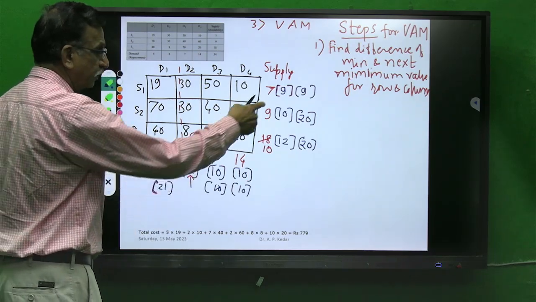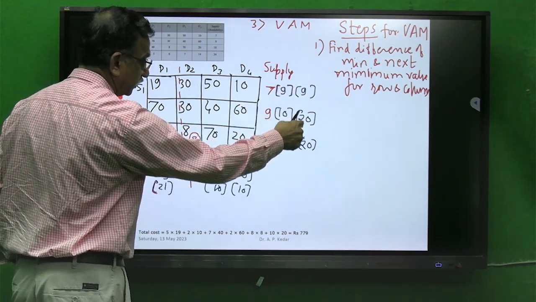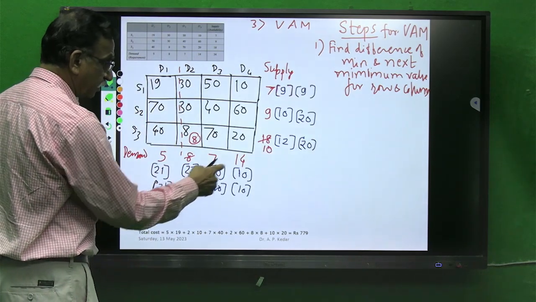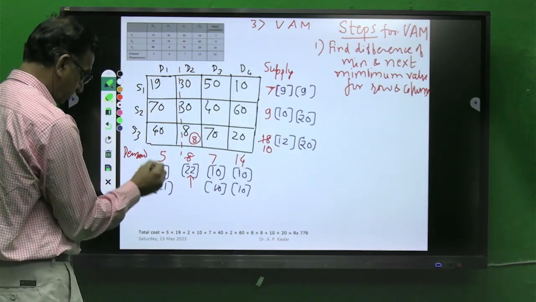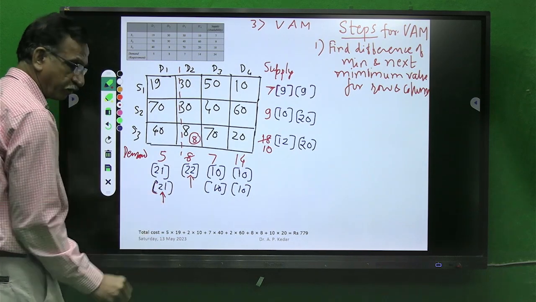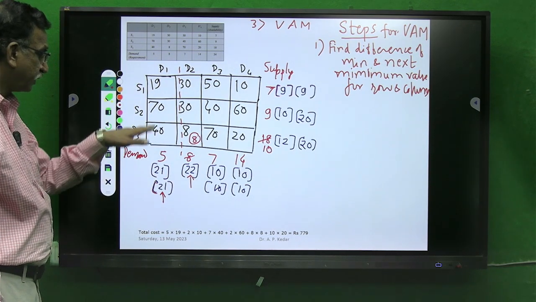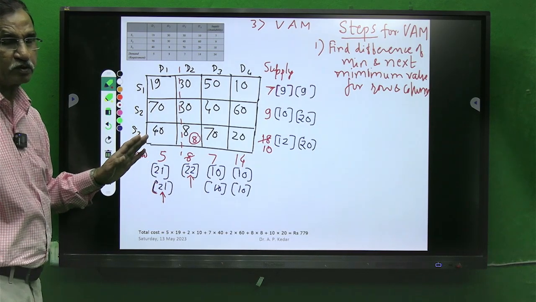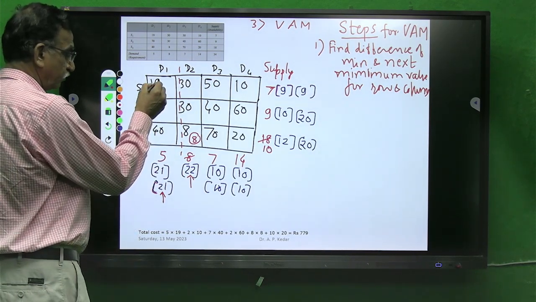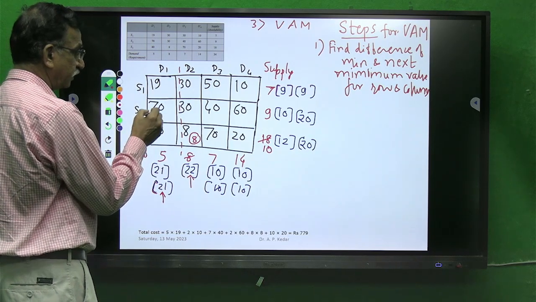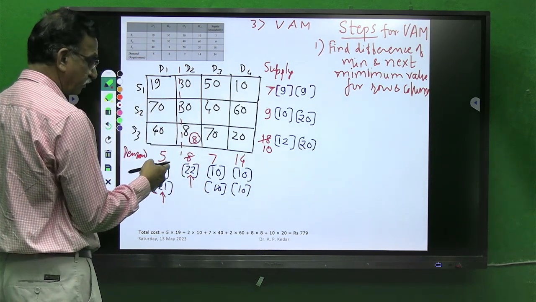So repetition: identify the row or column with the largest difference. 9, 20, 21, 20, 21, 10, 10. So this is the largest. Once you identify this largest, identify the minimum in that. Why minimum? Because our objective function is minimize. The minimum value in this first column is 19. For 19, see demand and supply, 7 and 5.